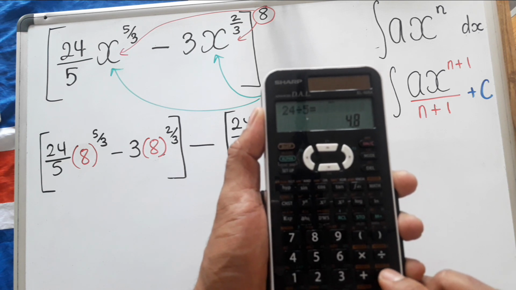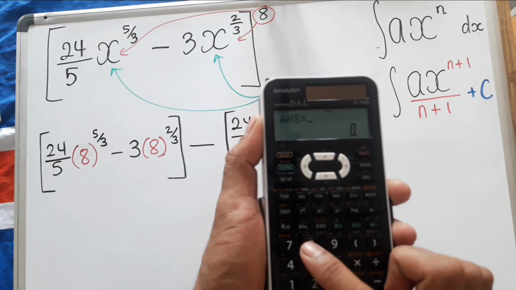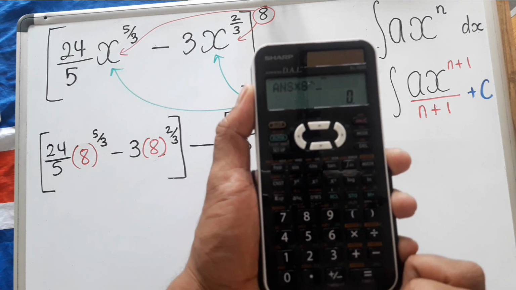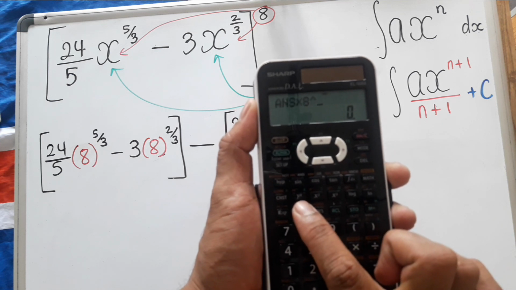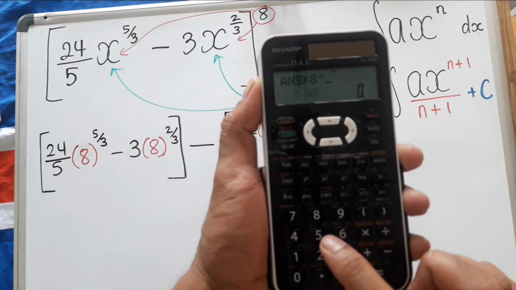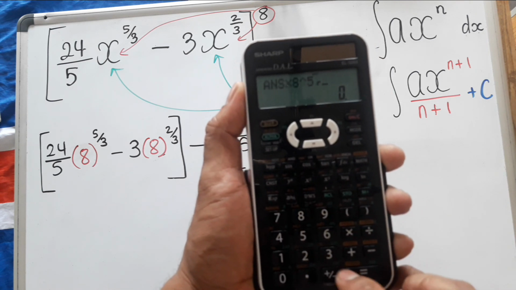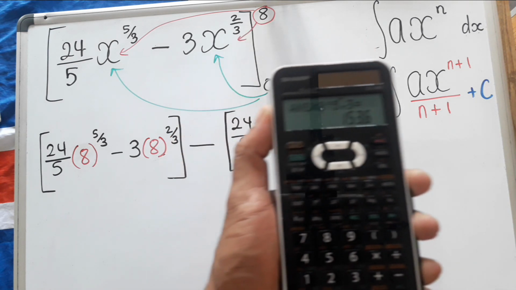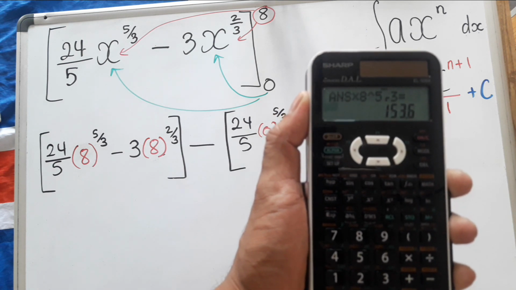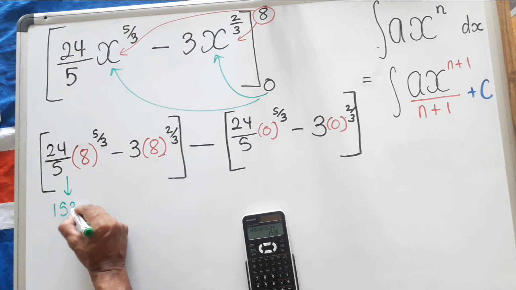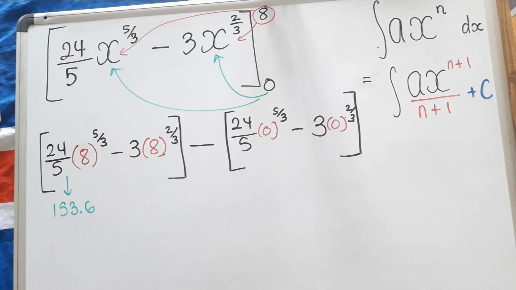4.8. Now I have to multiply it by 8 to the power 5 over 3. So the upside down V there, when I press this button here, the YX button, that's to the power. There are two ways you can type in the fraction like this. 5 ABC 3 and press equal. That will give me how much? 153.6. So when I work out this guy here, 153.6.